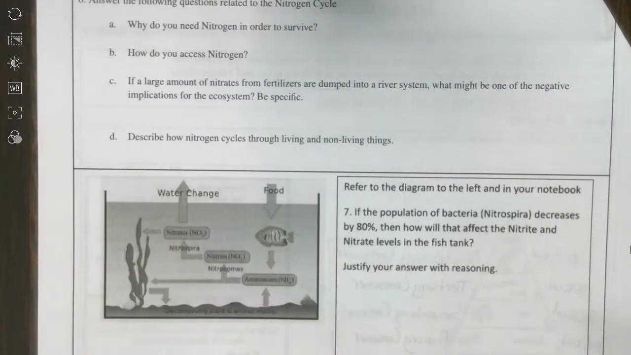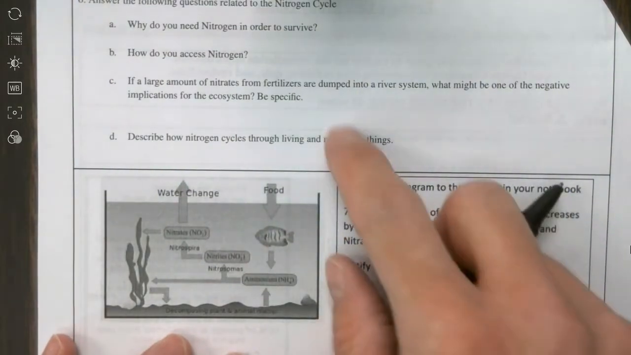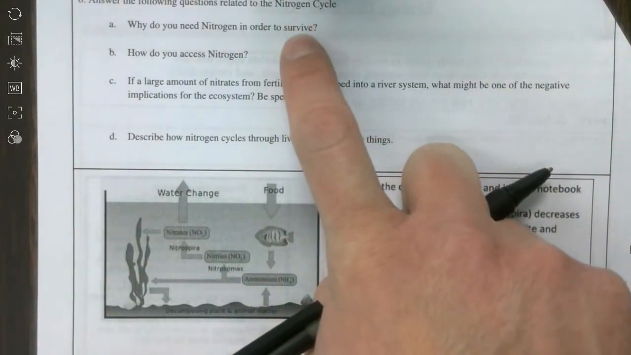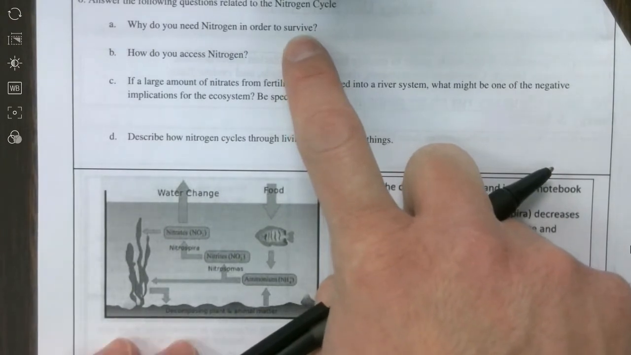Okay. So when we're talking about the nitrogen cycle, we spent quite a bit of time talking about the nitrogen cycle and looking at the mystery of the green fish tank and all that, and talking about eutrophication and things like that. So why is nitrogen important? Why do we spend so much time talking about it? Well, all organisms need nitrogen in order to survive.